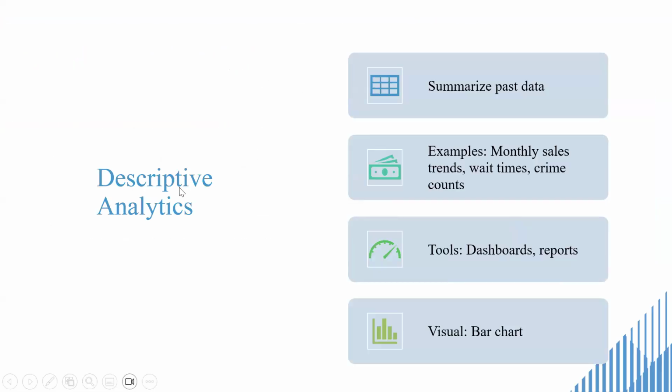Let's go. Descriptive analytics summarizes past data, for example from yesterday, from 2 years, 3 years, a decade. Examples: monthly sales trends, wait times, crime counts. For example, if you are a police officer, you will see last month's crime counts, how much it was last year, or the same in December and the next month. So from past data, you'll see whether your crime records are decreasing or increasing.